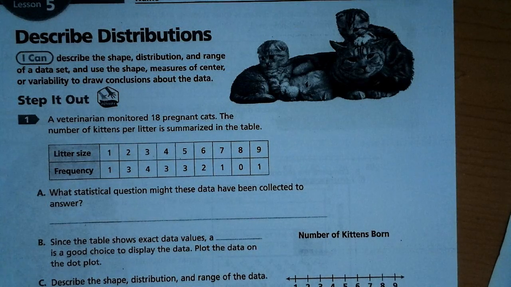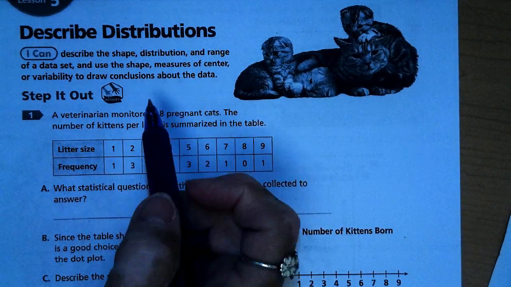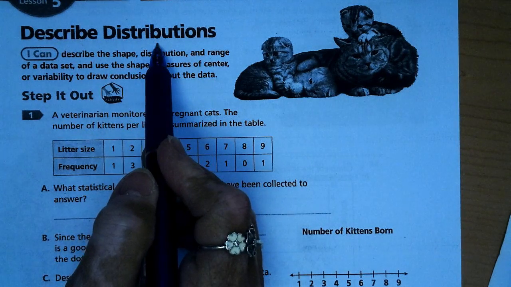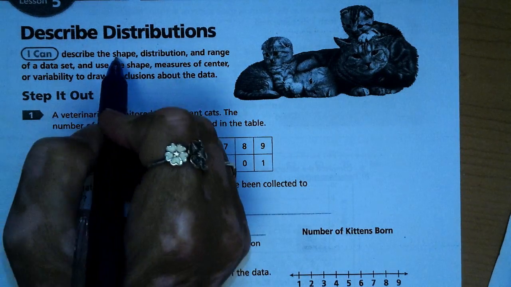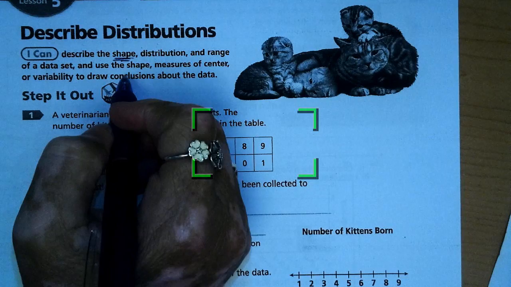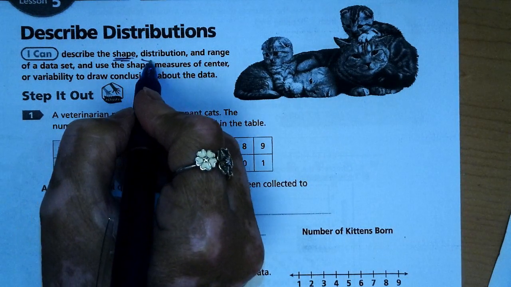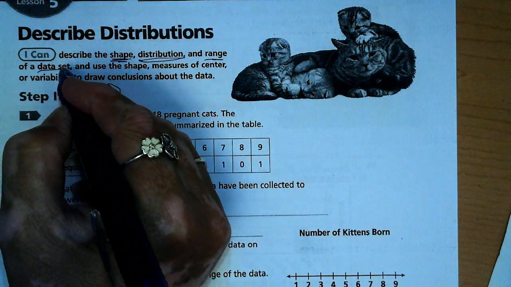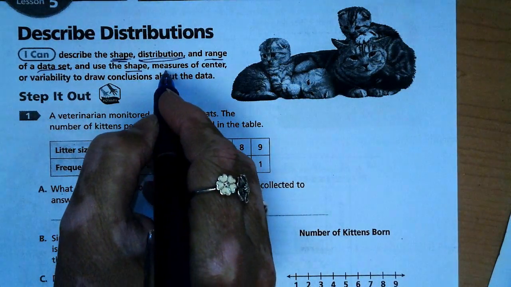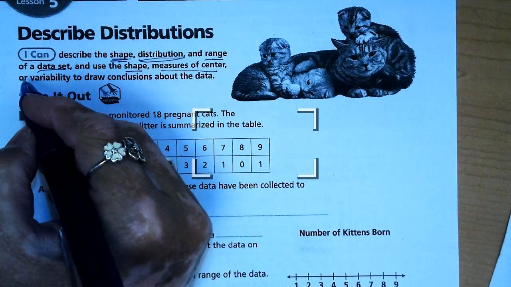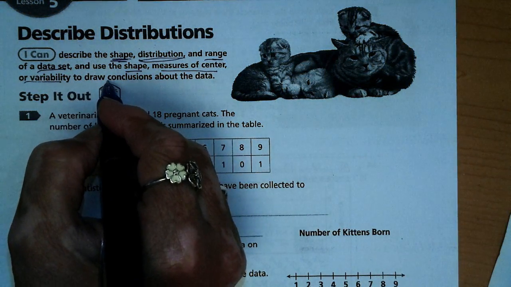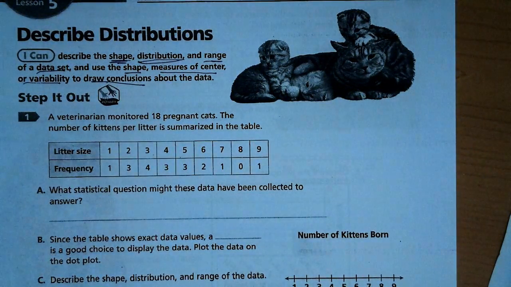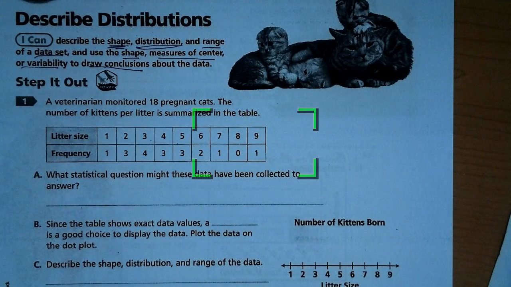No more bell ringers, so we're going to get straight into the lesson. We're going to describe distributions, which means we're going to look at the shape. Is there a cluster? Are there gaps? We're going to look at the distributions, meaning what are the ranges and the interquartile range, and we're going to use those shapes, the measure of center and variability, to draw conclusions. So which one of those is going to be the better to use? That's what we're going to do.